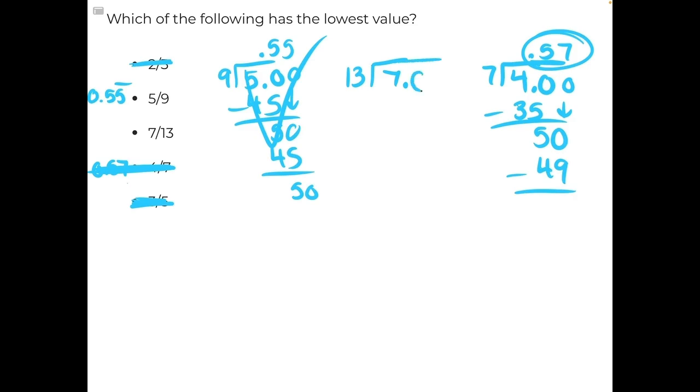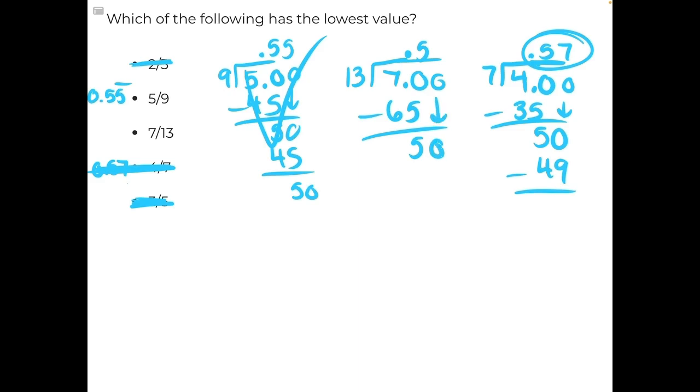13 cannot go into 7, so we need to add a decimal and add a 0. 13 can go into 70. If all of these are around the same value, I am going to guess it at least has to go in 5 times, right? Because all of these fractions are greater than 1/2 or 0.5. 5 times 3 is 15. 5 times 1 is 5 plus 1 is 6. So 5 times 13 would give us 65. And when we subtract, we are left with 5.